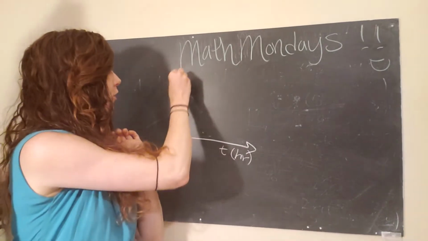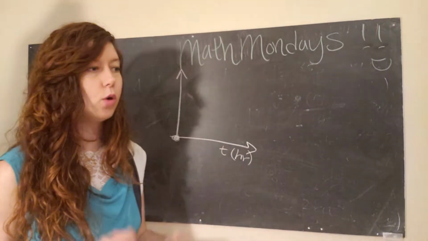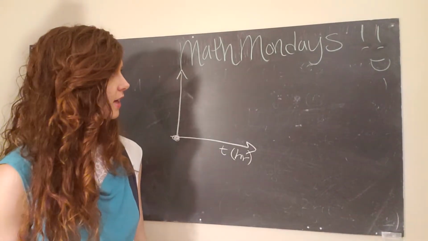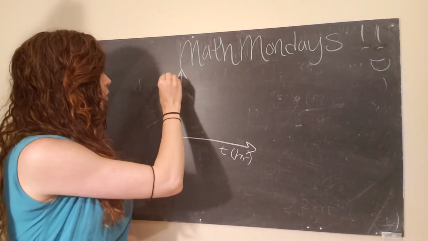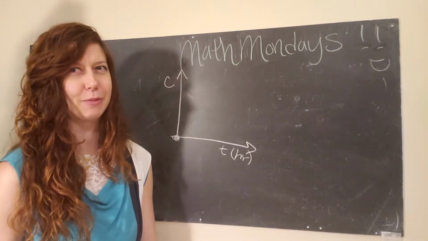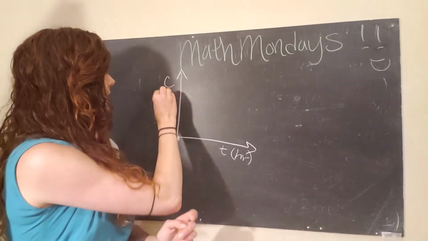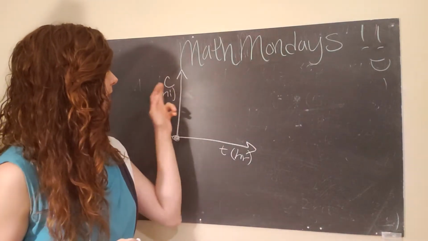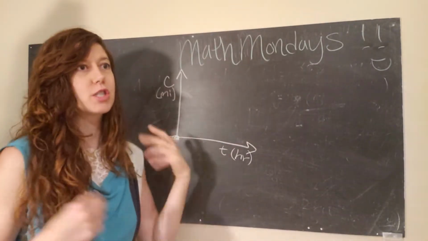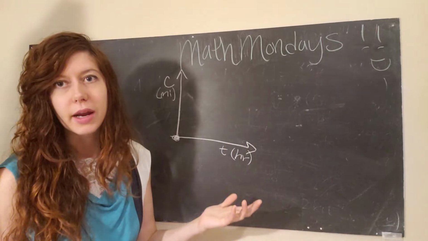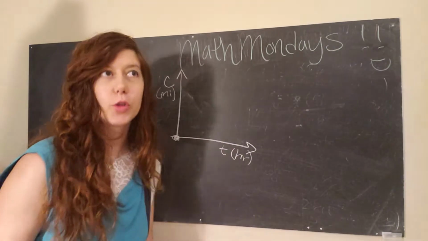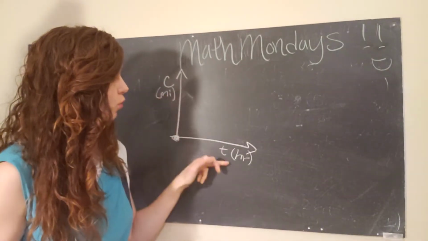Okay, and then on the vertical axis, that is my dependent variable, and in this case that is distance traveled. I'm going to put C for car, and you'll see why I'm picking this kind of weird variable in a second. But this is going to be in miles. And the reason why this goes on the vertical axis is because as the car is moving, our distance is dependent on time. Where we are in the world depends on time. We can control this, we can't control that.